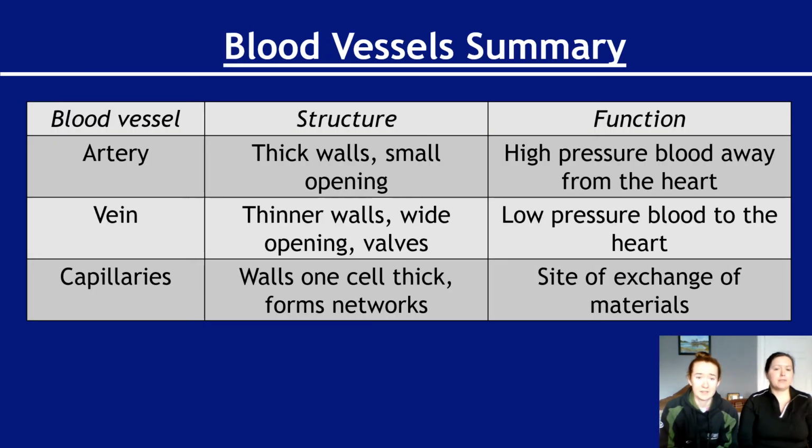And to summarise this, just a bit of the vessel structure and the function. So arteries, they have thick walls with a small opening and they carry high pressure blood away from the heart. Veins have thinner walls than arteries. They've got a wide opening and they've got valves to prevent the backflow of blood, and their function is they carry low pressure blood back to the heart. In capillaries, these are the really small ones, they have walls that are only 1 cell thick, so very thin walls, and they form networks around organs, and they are the site of exchange of materials.